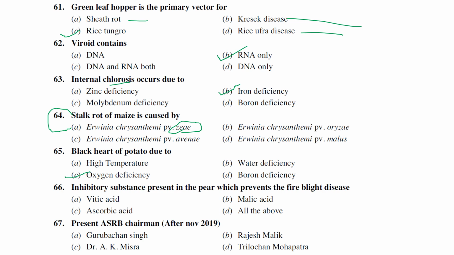Next one, the inhibitory substance present in pears which prevents fire blight disease. Tartaric acid is generally a component of grapes, right? Malic acid, ascorbic acid. Generally pears contain malic acid. So the best management practice is, if we increase the content of malic acid in the leaves of pear, we can automatically manage this fire blight disease. So the answer is malic acid.